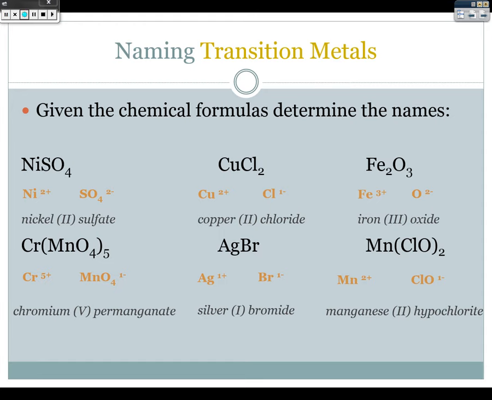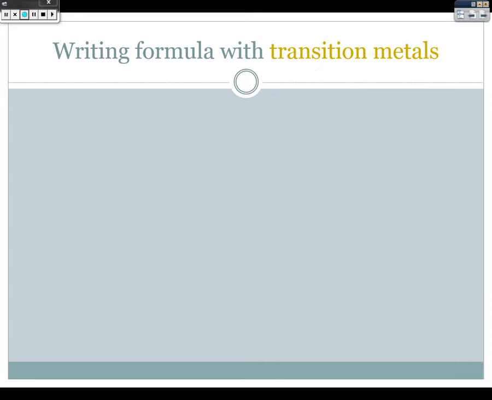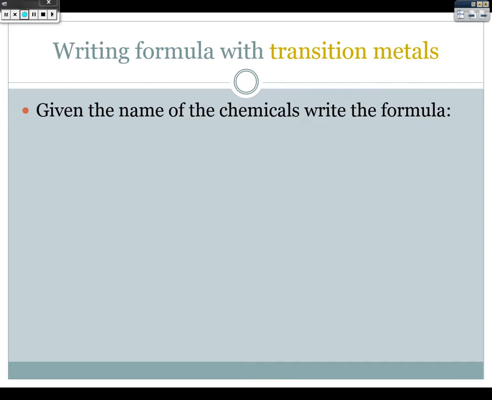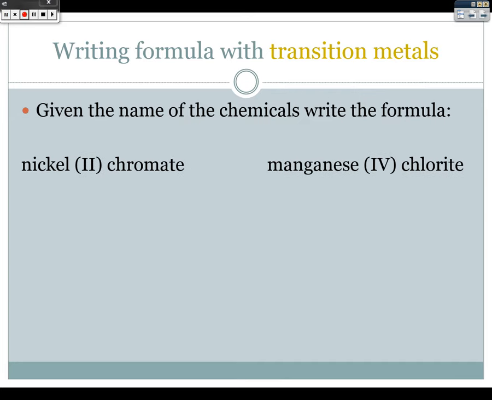Okay. So again, the Roman numeral is telling you what the charge of the transition metal is, not how many there are. So then how do we write the formula? We've just named it. Now how do we write the formula? So nickel 2 chromate. So nickel 2 tells me that it's a nickel 2+. Chromate is CrO4 2-. We need these to balance out. 2+ and 2- do balance out, so this is just going to be NiCrO4.